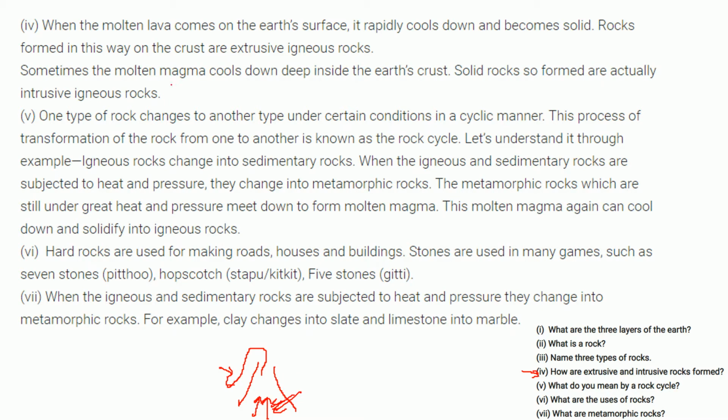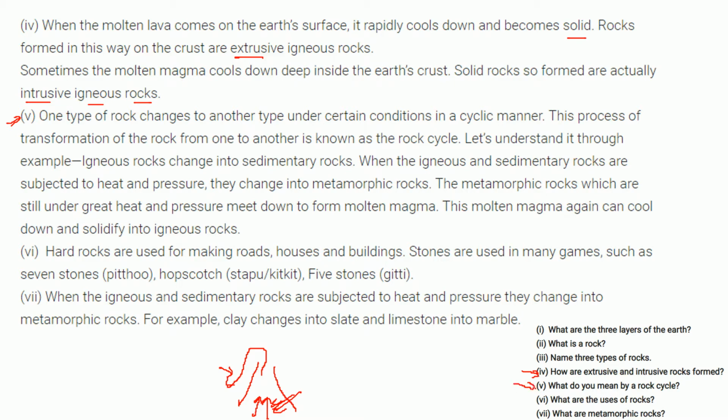When the molten lava comes on the earth's surface, it rapidly cools down and becomes solid. Rocks formed in this way on the crust are extrusive igneous rocks. While sometimes the molten magma cools down deep inside the earth's crust, the solid rocks so formed are intrusive igneous rocks.